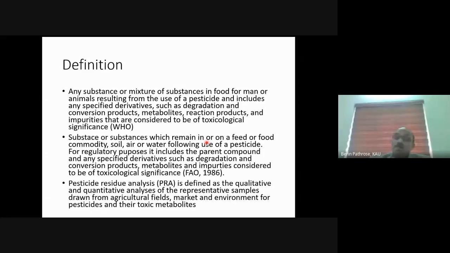And we sometimes measure the residues in the environment. It can be in soil, it can be in air, it can be in water, following the use of a pesticide. That is critical. Once we use a pesticide, we check for the presence of a substance or substances which remain in or on a food commodity, a feed commodity, or in the soil, air, or water. Invariably, it must be after the use of a pesticide. So, this is the basic definition of pesticide residues.